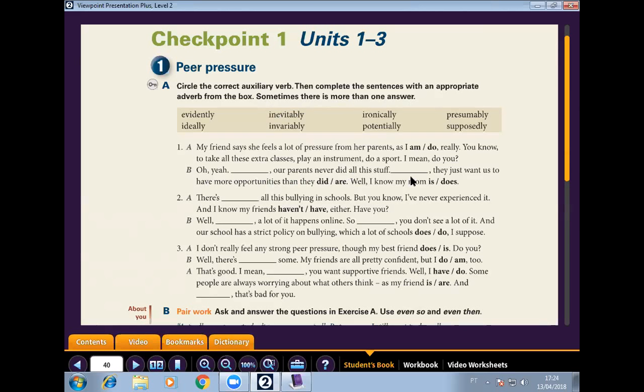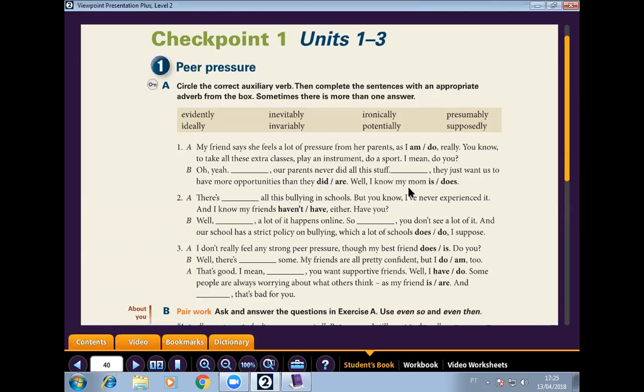We can add more than one adverb. You can write here presumably. Presumably they just want us to have more opportunities than they, so than they did or than they are. Here it's talking about their parents, about something that they did in the past. Actually, they didn't, because they want the kids to have more opportunities. So the idea here shows an idea from the past. So the correct is did.